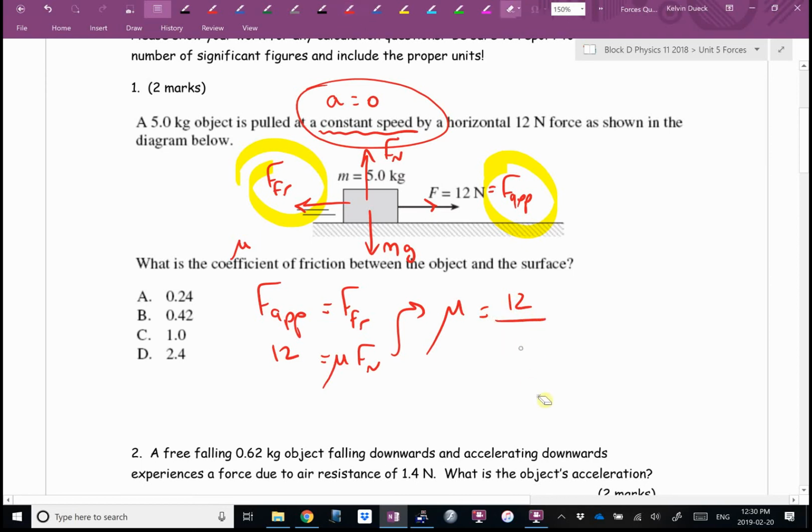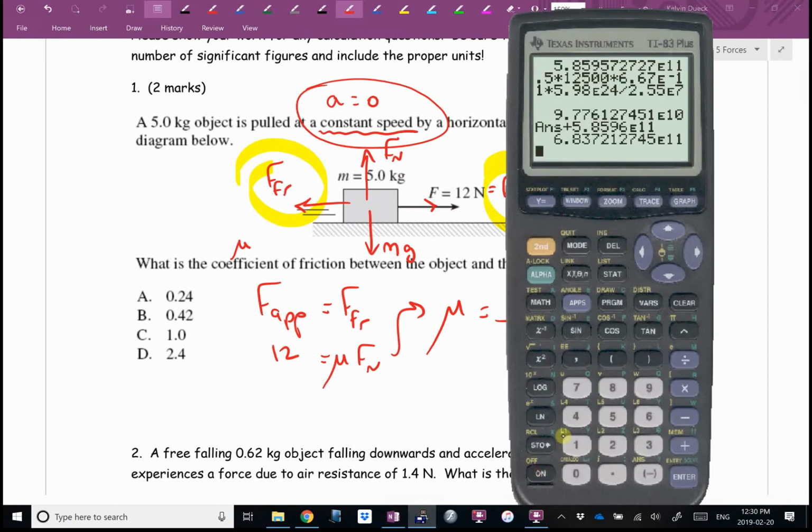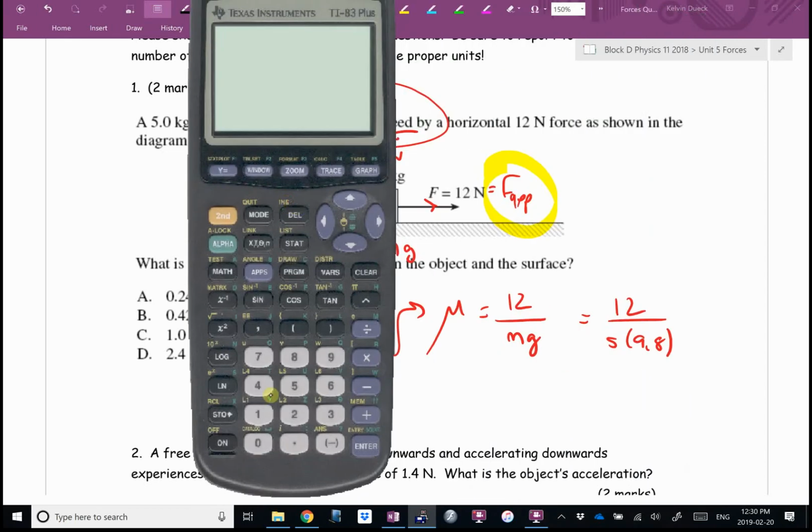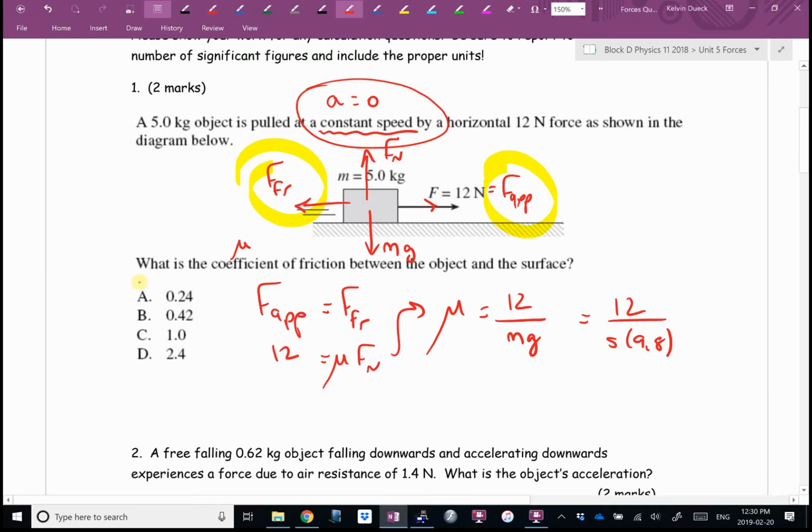Oh, but look. I know another force the same size as the normal force, and so somewhere along the way, Logan, in my mind, I would replace the normal force with mg. So it's going to be 12 divided by 5 times 9.8. There's more than one thing in the bottom of this fraction, so I'm going to have to use brackets around the bottom. 12 divided by (5 times 9.8). And I get 0.2444, looks like A. Yes, is that right? Okay.